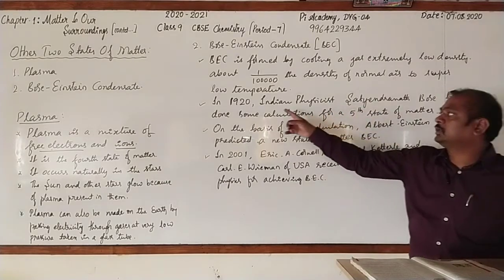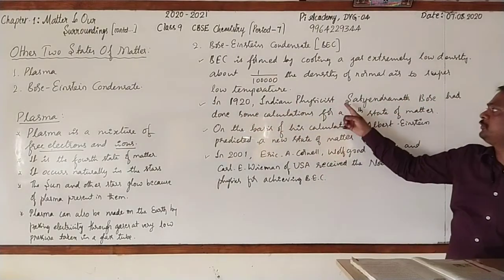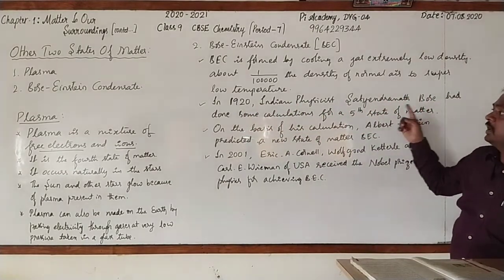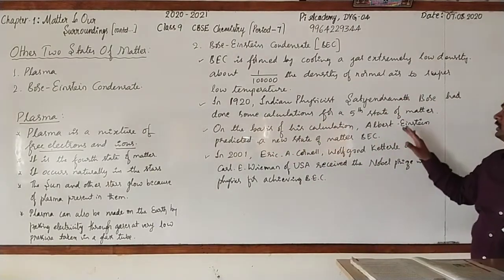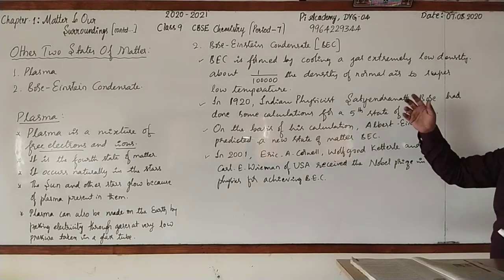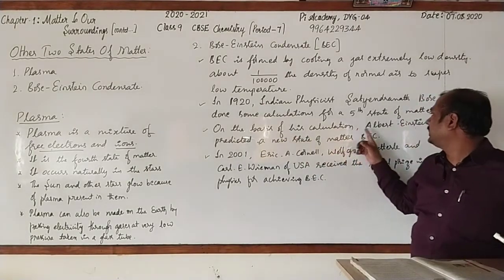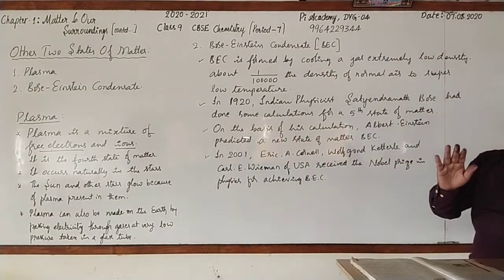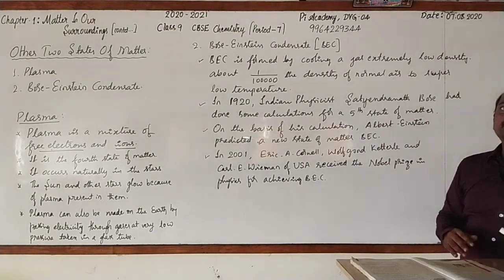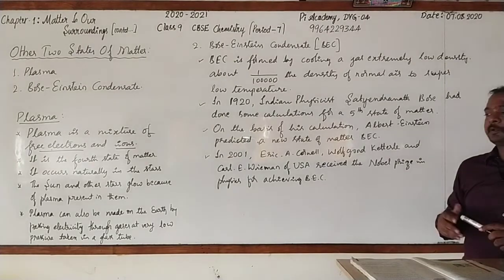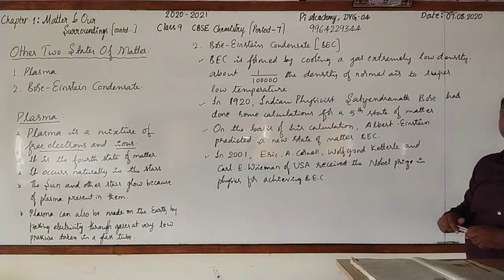And just as I told you, in 1920 Indian physicist Satyendranath Bose had done some calculations for the existence of the fifth state of matter. On the basis of his calculation, Albert Einstein predicted, yes, there is a fifth state of matter, and it was experimentally proved by other scientists. For that purpose, they even got the Nobel Prize as well.